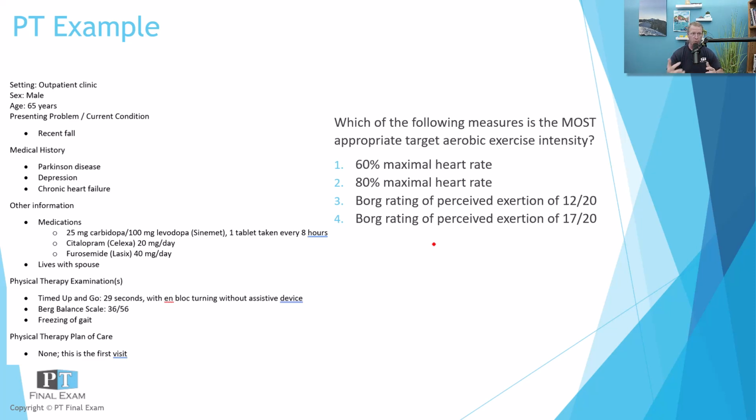And in the next question, there are 3 questions related to the scenario. I would encourage you to take a moment and see if you can identify the correct answer in each of these 3 questions. So you've had a moment now to pause and look at the scenario. I'll just focus in on the question here, and when we talk about the answers, I'll talk about what part of the scenario gives you a clue to the answer. So which of the following measures is the most appropriate target aerobic exercise intensity? 60%, 80% of maximal heart rate, or Borg RPE 12, or Borg RPE 17?